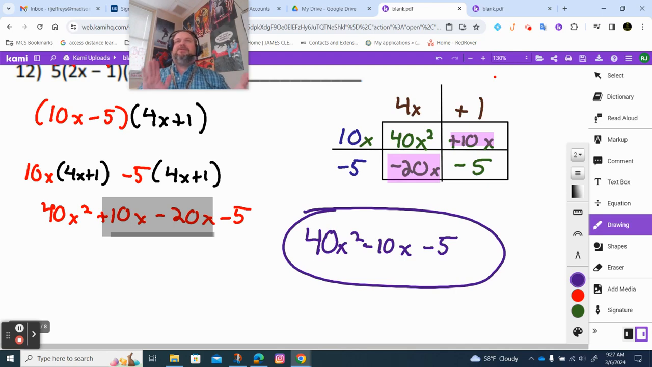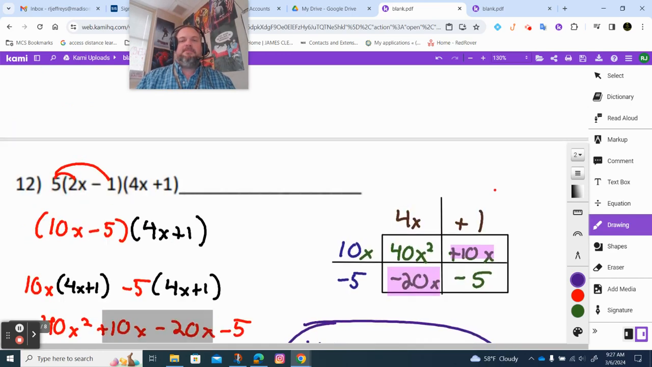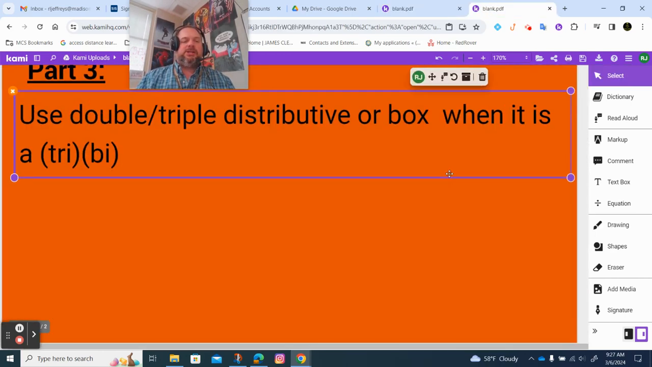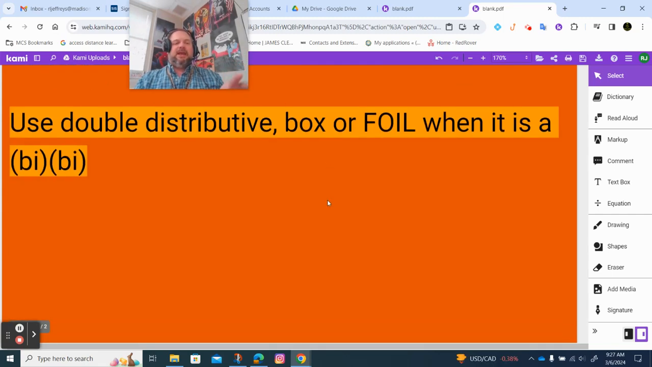All right. Now, on my orange sheet, I would copy down whichever method that you used for this. And also for number 12, I would copy down whatever method you used for number 12.